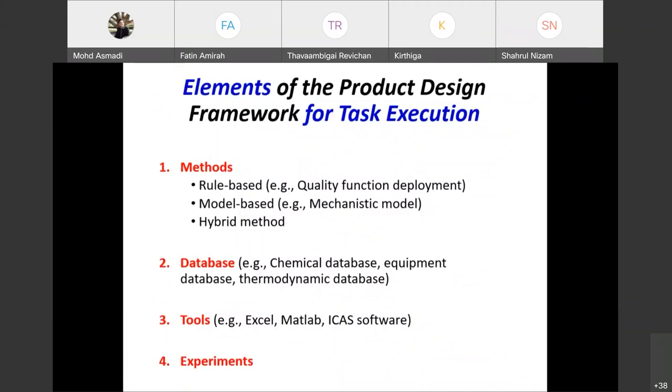Okay, so the elements of the product design framework for task execution are methods: role-based, model-based, hybrid method, and a database like a chemical database. These are the elements you need in product design. What else? Tools like software: iCast, MATLAB. We will use iCast for your project and also experiments. So these are the elements for task execution.